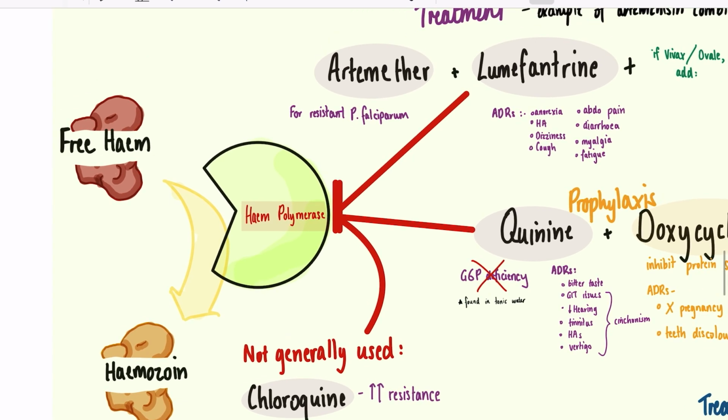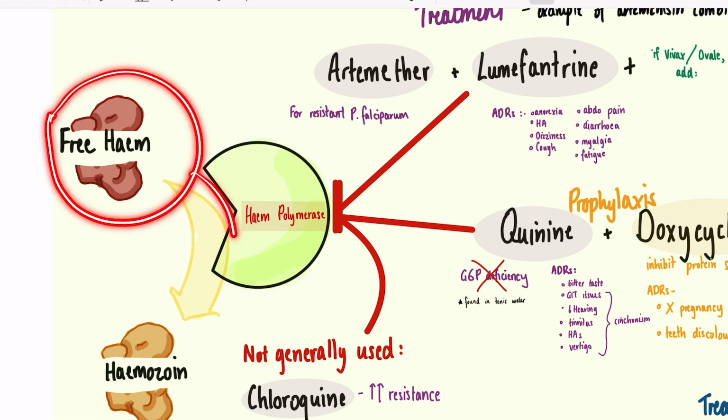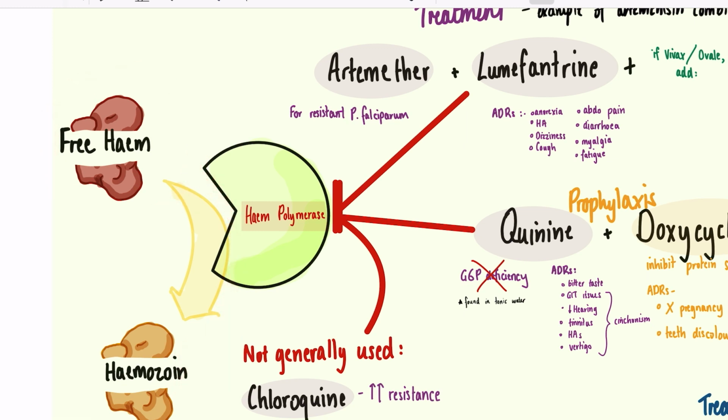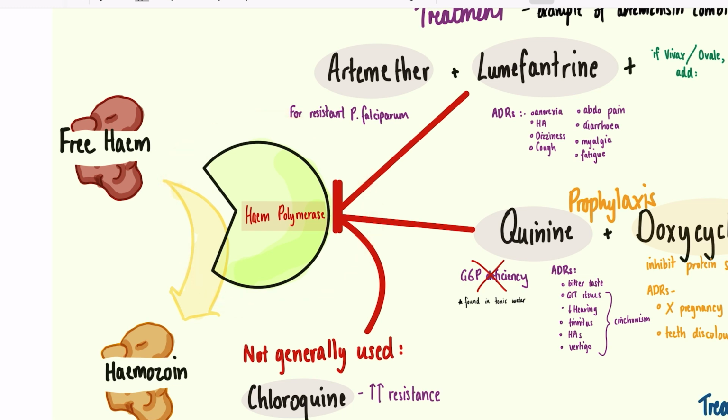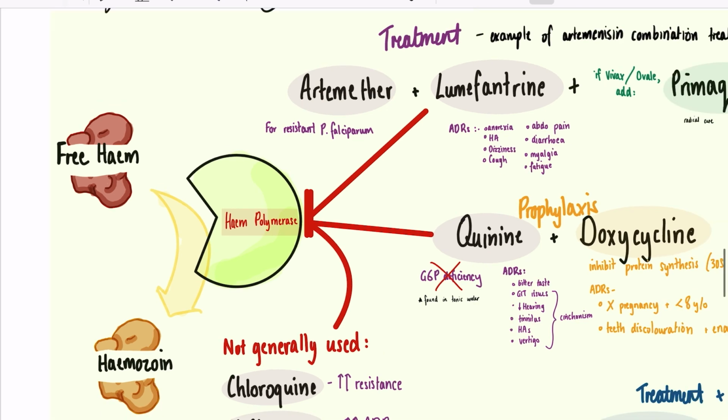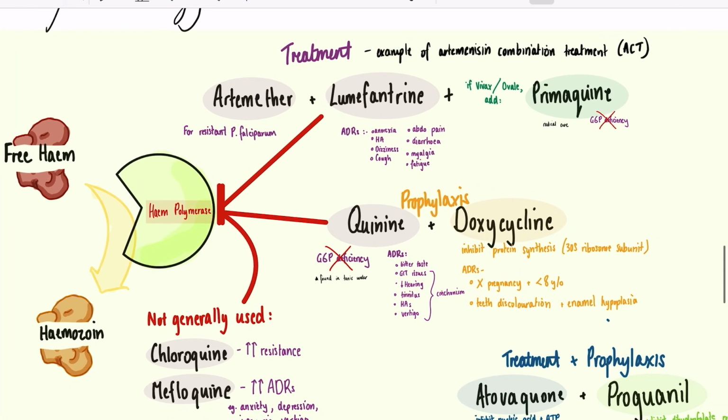So, of course, because the malaria needs the hemozoin to survive, it makes sense that heme polymerase, this enzyme, is the target of most of our pharmacological interventions against malaria. So starting off with, okay, how do we do this? Basically, there are a bunch of different drugs that target heme polymerase.